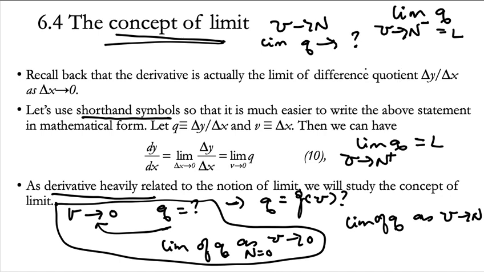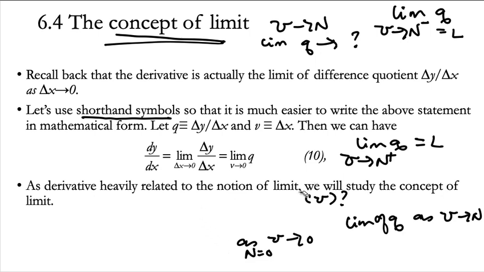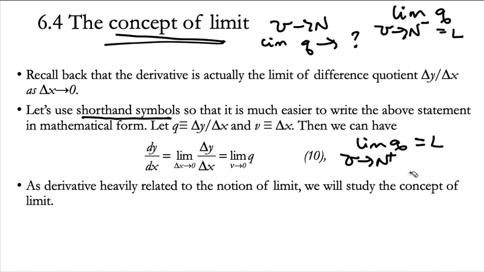Okay. So here, let me summarize it. The idea is, in order for you to know whether the limit of Q exists or not and is equivalent to L or not, you have to check the existence of this limit of Q when V approaches N from the left side and also the right side. If the limit of Q from both sides exists and is equal to a certain real number, let's say L, then we can say the limit of Q as V approaches N exists.